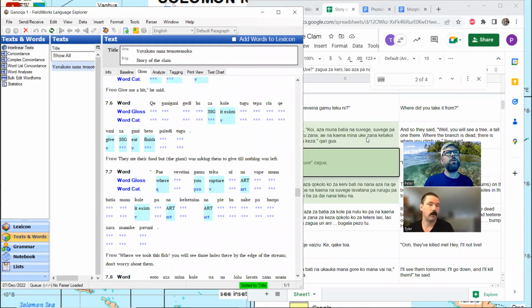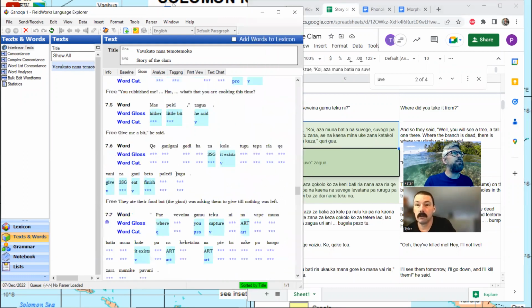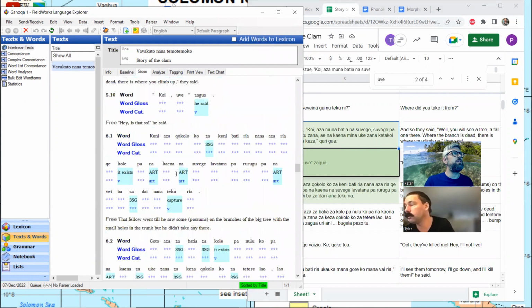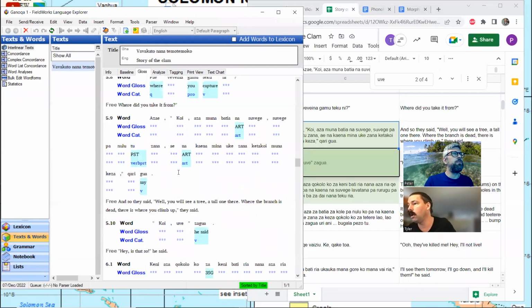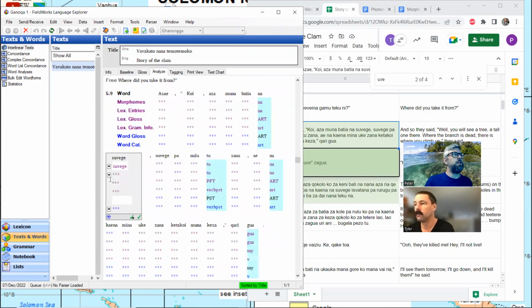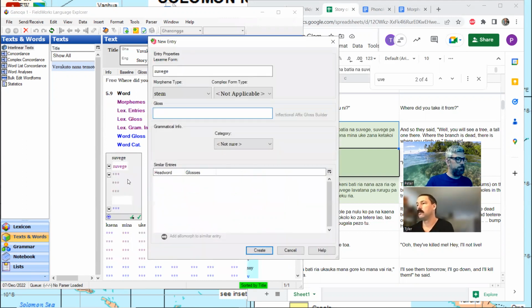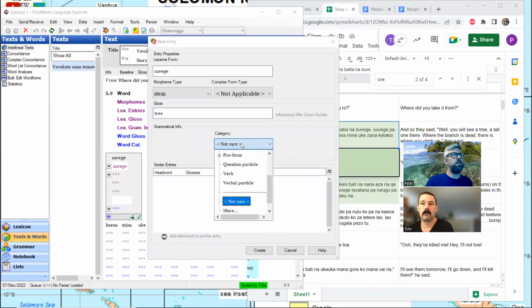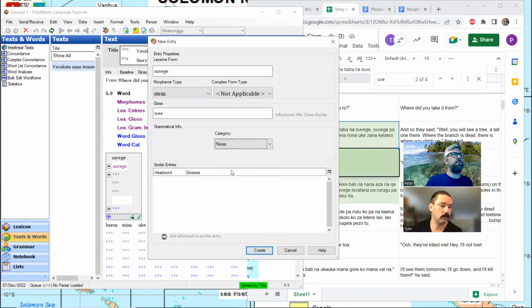Do you want to tell me which paragraph it was in? Paragraph 5 total, so it should be in 5 point something. There we have suvege, and I agree. I agree so much that it's tree. I'm going to go to analyze, and I'm going to create a new entry. I'll call it tree. I feel pretty confident it's a noun. Well, we can change that later if it's not.